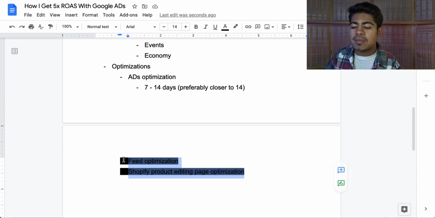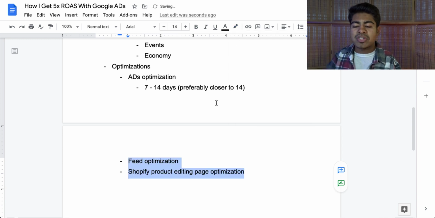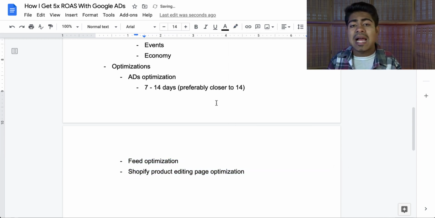So with optimization, there are several things you can do. The first thing is ad optimization, meaning optimizing your Google shopping campaigns. What I recommend you do with this is that you optimize them every 7 to 14 days, preferably closer to the 14-day range. And again, I'm not really going to go in depth into that in this video because I've made videos on that, which you can check out on my channel, but try to optimize your campaigns every 14 days.